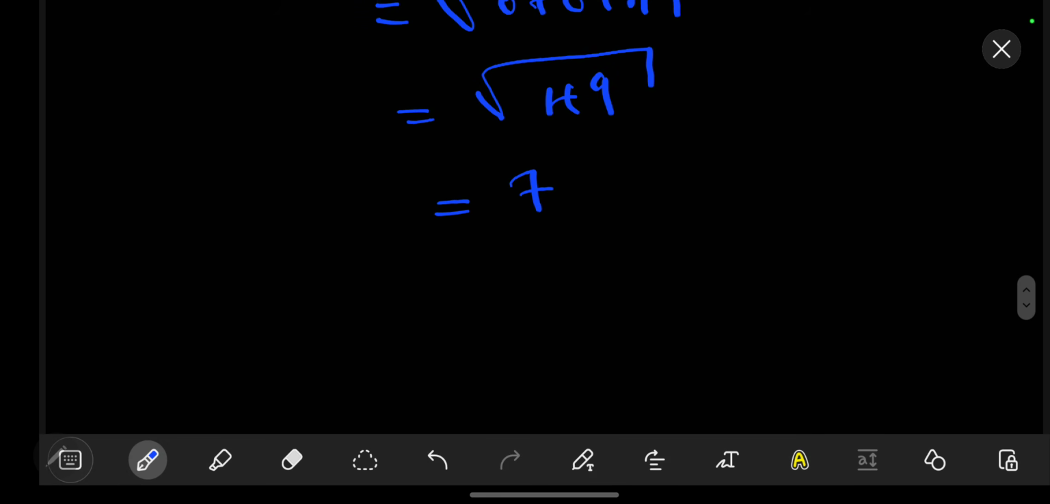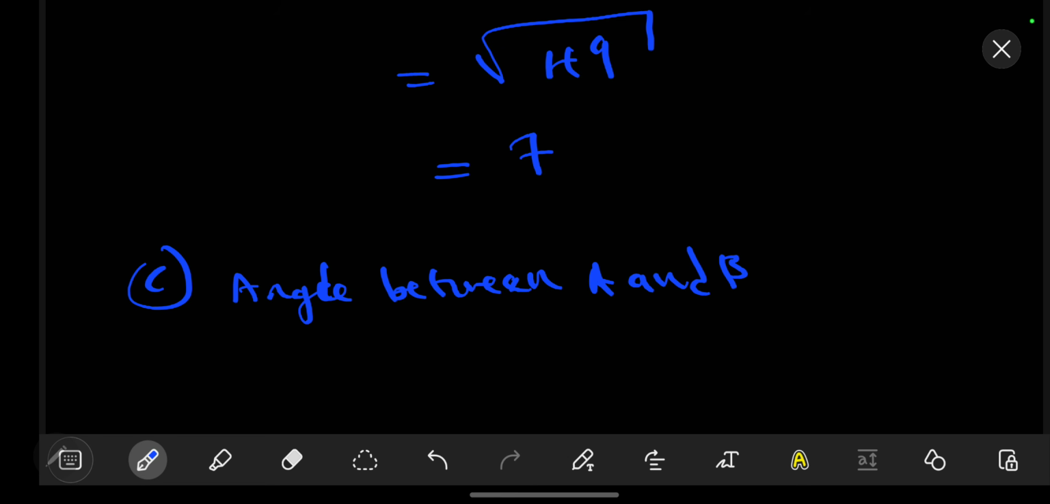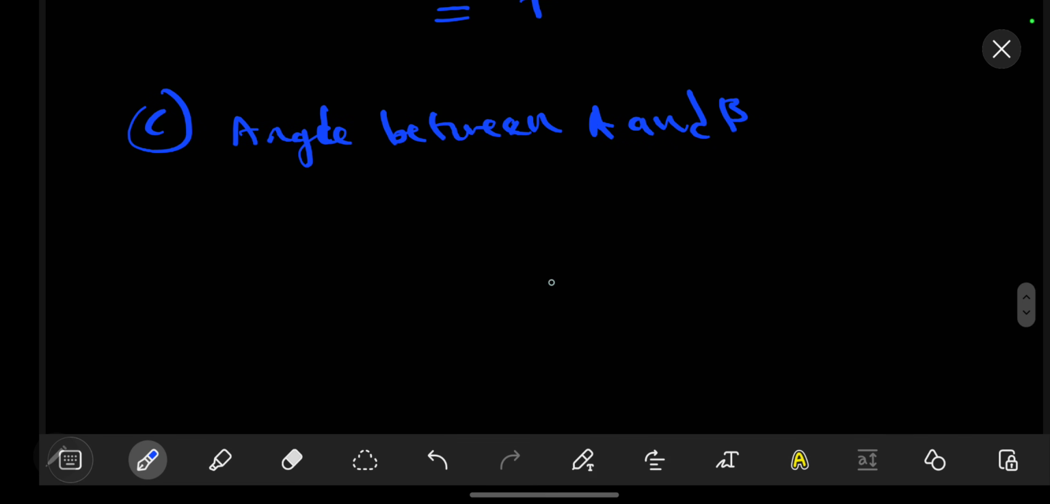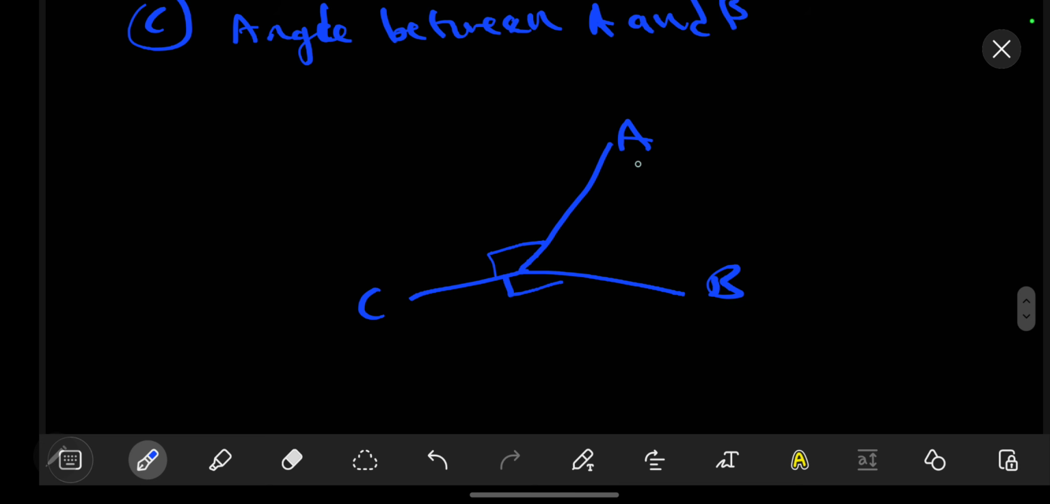So let's determine the angle. Lastly, let's determine the angle between A and B. Remember, the angle between A and B is not unknown. This is our A, this is our B, and the angle here is 90 degrees. So this means we have our angle like that, and they want us to find the angle between A and B.